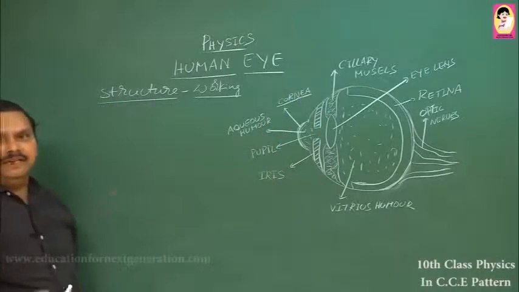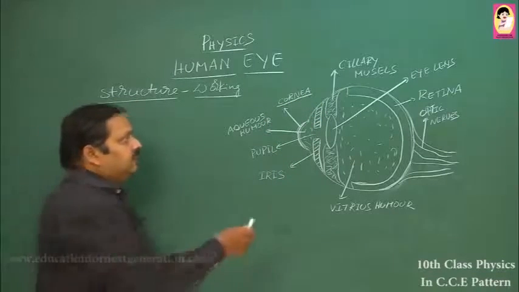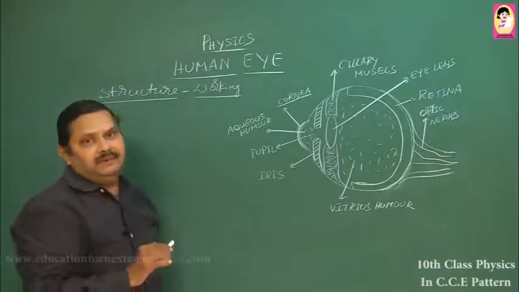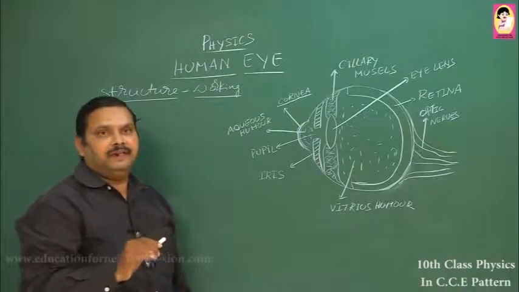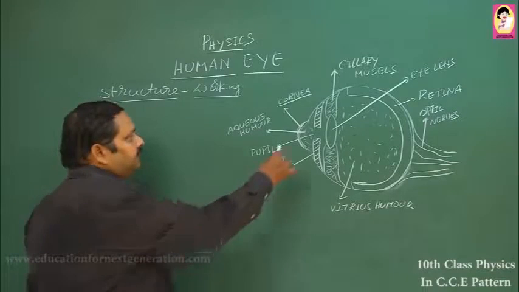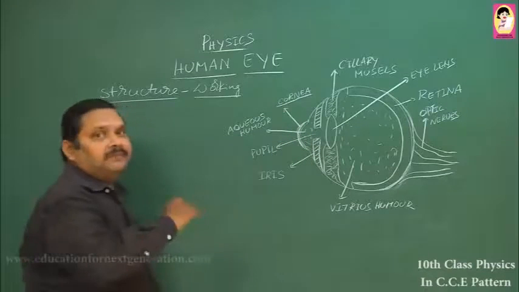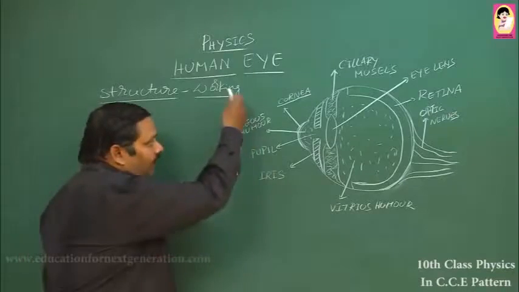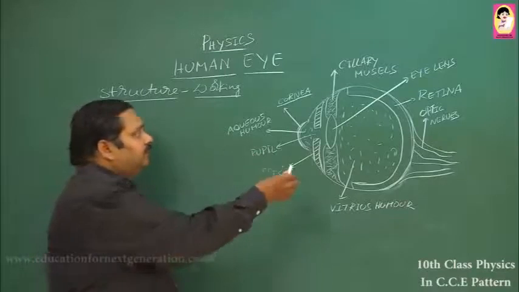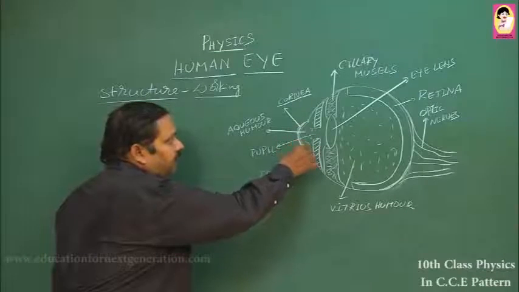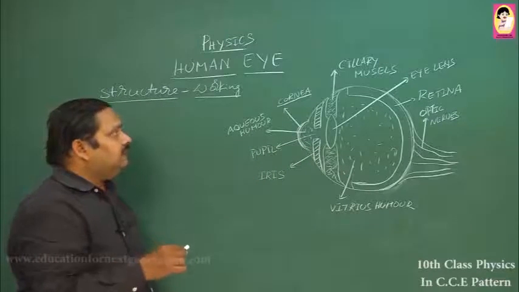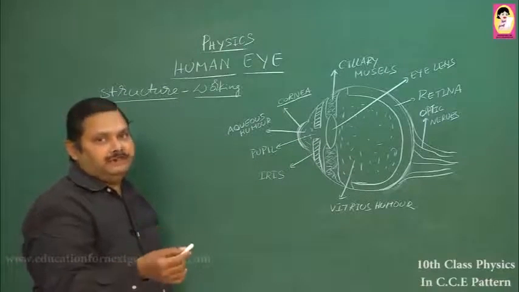The front portion of the eye which is bulged out is called cornea, and cornea is a transparent membrane. Transparent means it allows the light rays to pass through. Because of its bulged out shape, it can accommodate a large number of light rays to enter into the eye. That is the main purpose of the cornea. Cornea increases the accommodation of the eye.